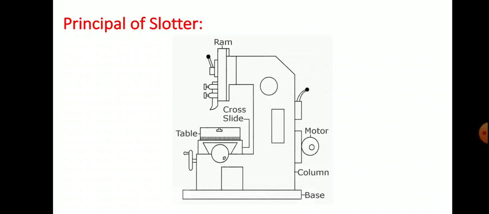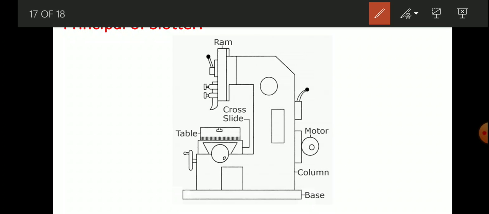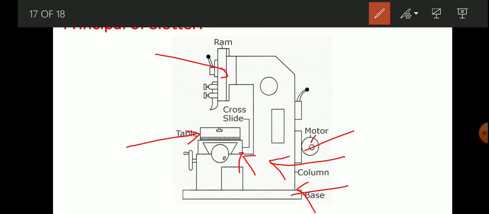So let us move on to the principle of the slotter. Here we can see a simple sketch of a slotter machine, which consists of a base onto which a column is placed. It has a ram which reciprocates vertically, and a cross slide onto which a table is placed, and a motor is used to drive the ram in the vertical direction.